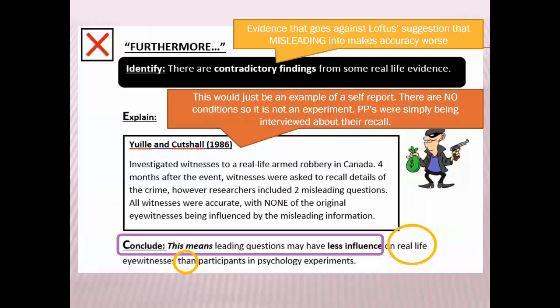The Ewell and Cuttrell study is one famous example of a piece of research that simply does not agree with Elizabeth Loftus. So Ewell and Cuttrell in 1986 investigated real-life witnesses to an armed robbery in Canada. Now, 4 months after the event, the witnesses were asked to recall details of the crime. However, the researchers at this point included two misleading questions to see whether or not they could distort the memory of the eyewitnesses. All witnesses were accurate. None of the original eyewitnesses were being influenced by the misleading information.